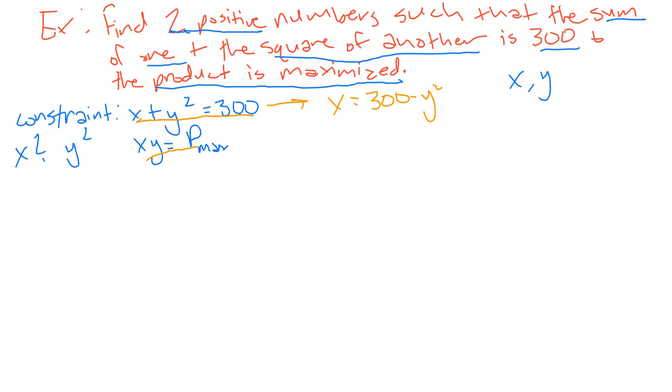Now, since this gives us a definition for x, we can plug this into our optimization problem, to where we can now say that 300 minus y squared, times y, is equal to, we can now call this a function P of y.